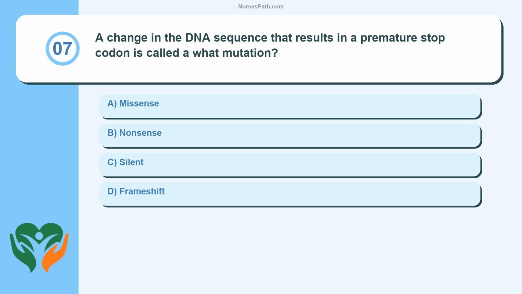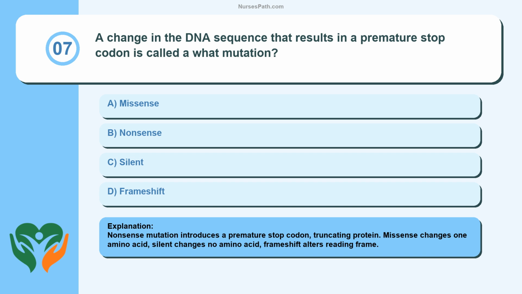Question 7. A change in the DNA sequence that results in a premature stop codon is called a what mutation? Missense, nonsense, silent, frameshift. Nonsense mutation introduces a premature stop codon, truncating the protein. Missense changes one amino acid, silent changes no amino acid, frameshift alters the reading frame.